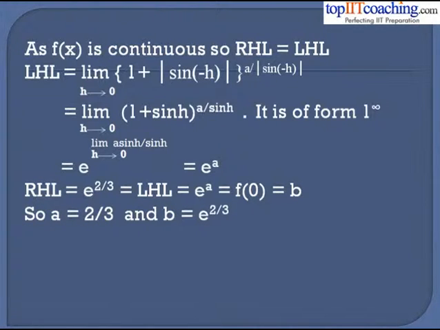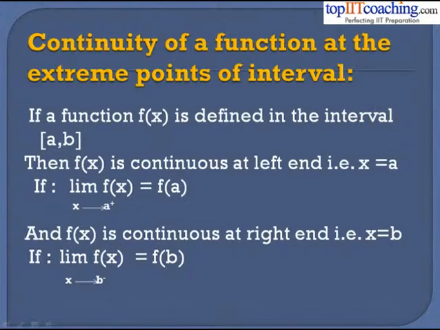And also, for f(x) to be continuous, f(0) should be equal to the left hand limit and the right hand limit, and f(0) is equal to b. Therefore, from this we get a equal to 2 by 3 and b equal to e to the power of 2 by 3. Now, let's try to see how to check the continuity of a function at the extreme points of an interval.